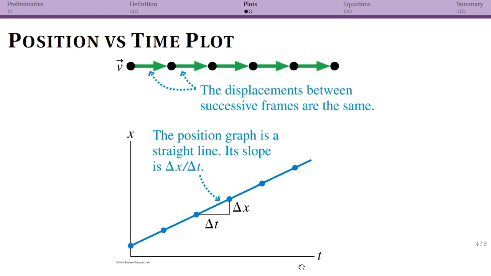Now, how do I know that this is a position versus time plot? Position is labeled on this vertical axis, and it's labeled with x, which typically represents horizontal motion. It's important to note that even though this is on the vertical axis, by labeling it x, that communicates the idea that it's horizontal motion. What goes on the horizontal axis in this situation is time. Now, for uniform motion, this plot will always be a straight line.